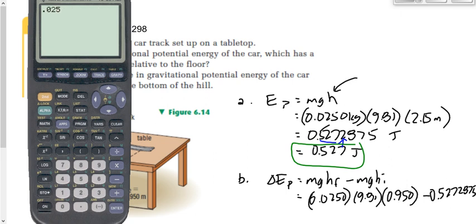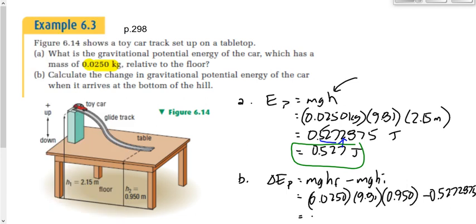Let's say 0.025 times 9.81 times 0.95 gives me 0.2329. Subtract 0.5272875. That gives me a value of negative 0.2943 joules. Let's round that to 3 digits. What would that be in 3 digits? Negative 0.29? Is that 3 digits? That's 2 digits, right? The first 0 doesn't count. Let's look at 3 digits here. It's 0.294. Then let's look at the digit right afterwards. That's a 3. It's going to round down to 0.294.